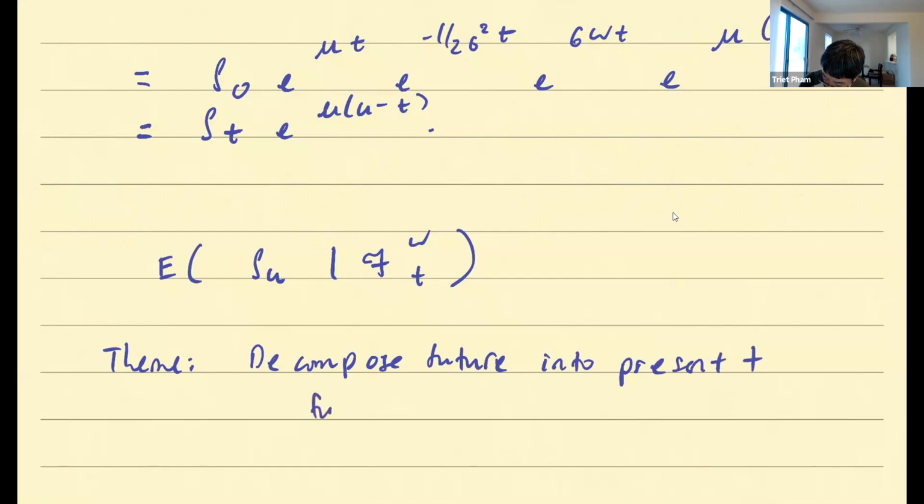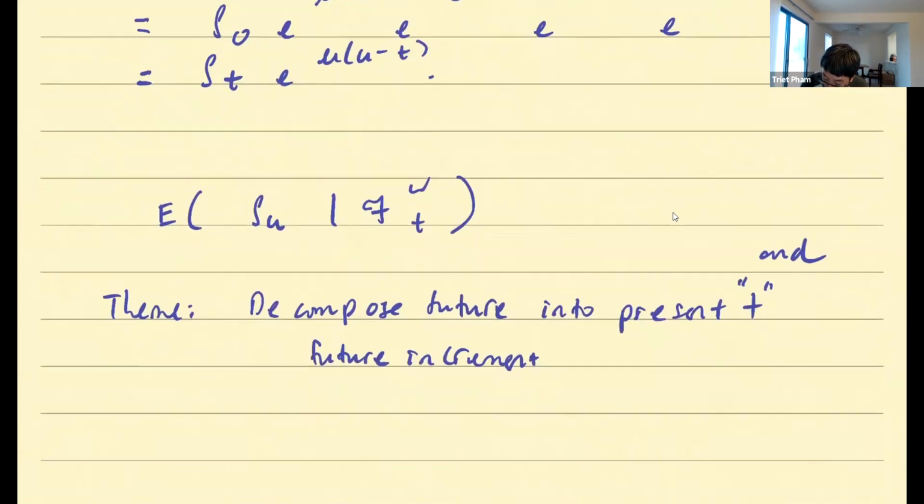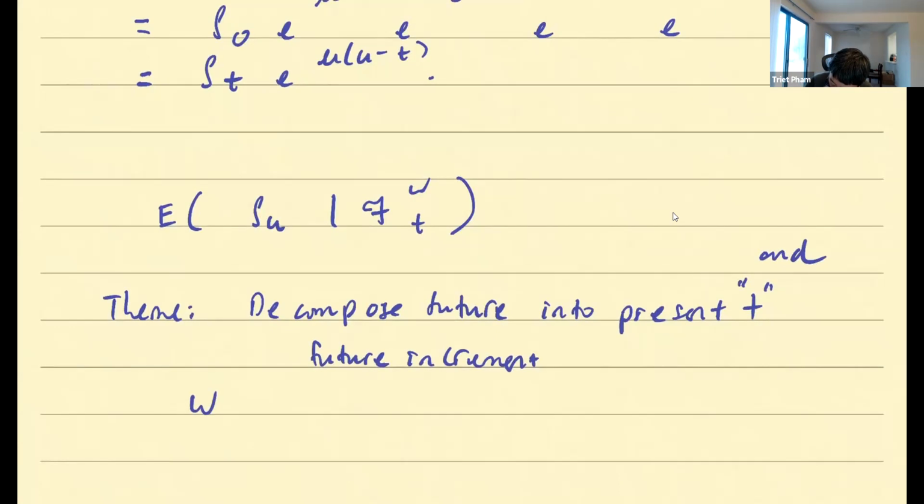Plus future increment. By plus here, it doesn't have to be really plus. It could be plus in the including sense, okay? So for example, W_U in the future is W_T plus (W_U minus W_T) for T less than U. That's the decomposition.